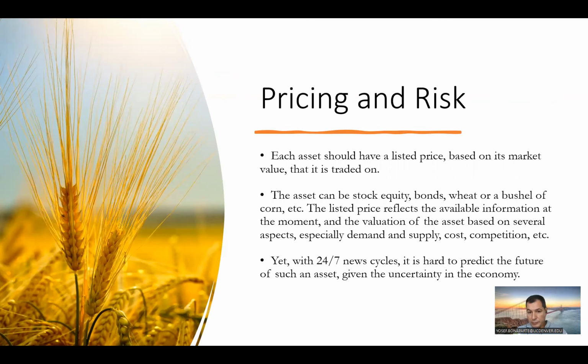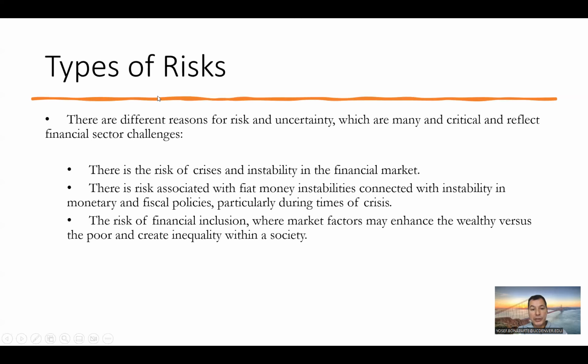Pricing and risk. Each asset should have a listed price based on its market value, and it's traded on that. The asset can be a stock, equity, bond, wheat, anything. There are three types of risk. There is the risk of crisis and instability, like these days, the war in Ukraine, for example, and inflation, another example. There is the risk associated with fiat money instability, when the Federal Reserve starts taking money from the market or putting money in the market. And the risk of financial inclusion, where market factors may enhance the wealthy versus the poor.